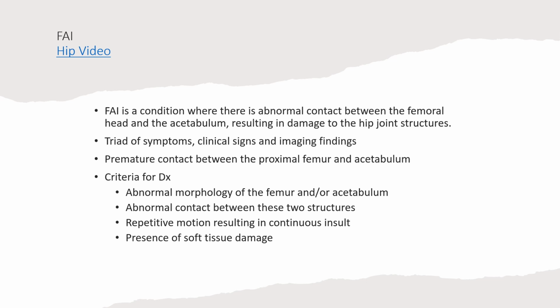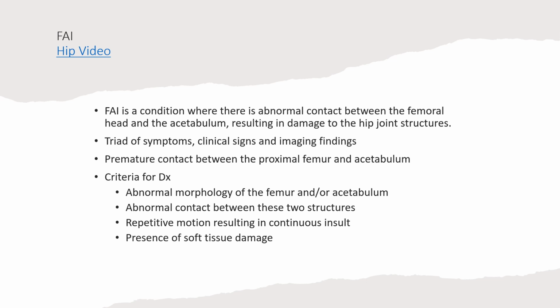Now, let's get into some FAI here. FAI, as you know, is a condition where there is abnormal contact between the femoral head and the acetabulum. As those continue to contact over and over again, it results in damage to the hip joint and the structures within that hip joint. You keep hitting bone up against bone, that creates friction. That friction creates heat. That heat creates inflammation. And that actually starts to stimulate more and more bone growth in that particular area.